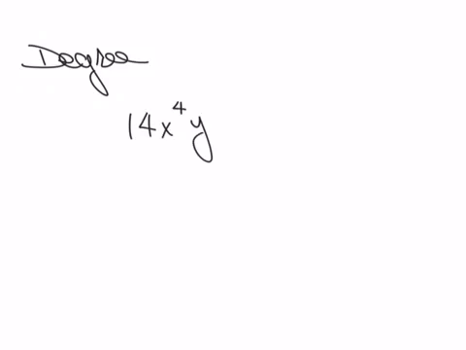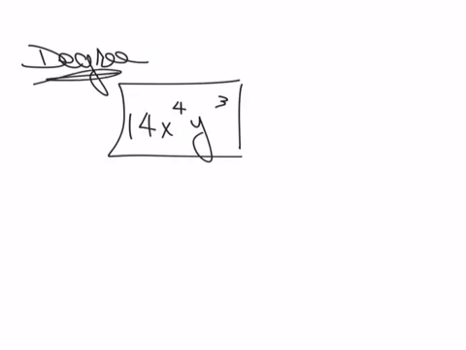The next definition here is the degree of that monomial. For the degree of the monomial, you write down the monomial, so let's say that we have a monomial of 14x to the 4th y cubed. That's a monomial, and they're asking for the degree of that. The degree of a monomial will always be the sum of the exponents. So the degree of that monomial is 7.